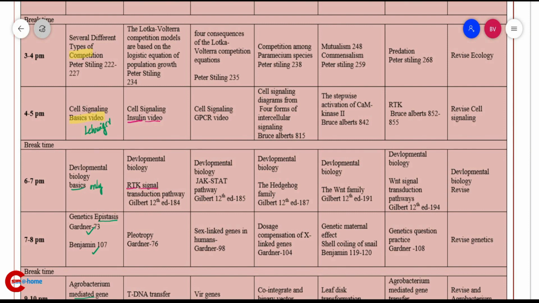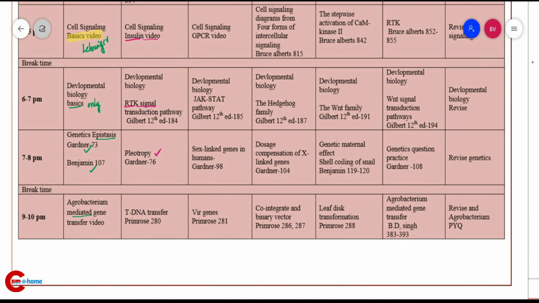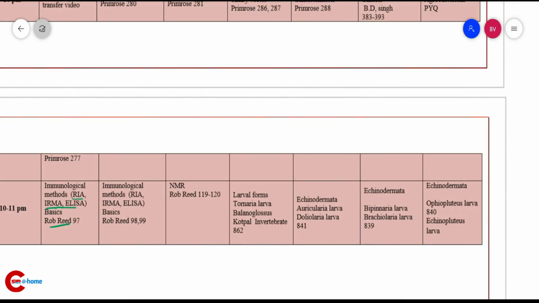Then 6 to 7 p.m., developmental biology. Developmental biology is a very important topic, signaling in developmental biology. So you can study RTK signal transduction pathway from Gilbert 12th edition. Then 7 to 8 p.m., pleiotropy, Gardner. Then 9 to 10 p.m., T-DNA transfer, Primrose. And 10 to 11 p.m.